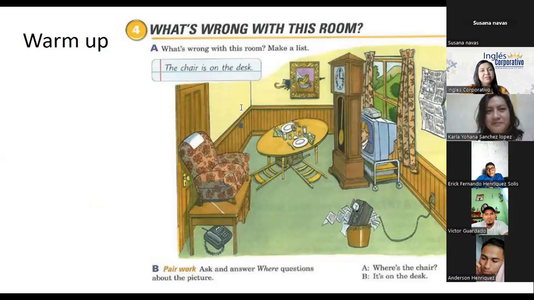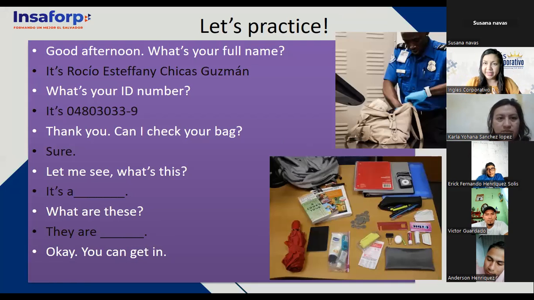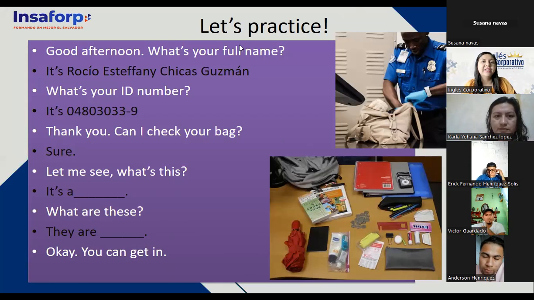And now the next part of the warm-up. Del calentamiento. There is a conversation. It's a role play. Es un role play. Cuando uno toma un rol o un papel en una conversación, en una situación. Aquí la situación, the situation is that the security guard, voy a escribir aquí para que sepa qué. Security guard checks your bag. Revisa su bolso. Checks your bag and asks, What's this? My cell phone. What's this? It's a spoon. Okay.